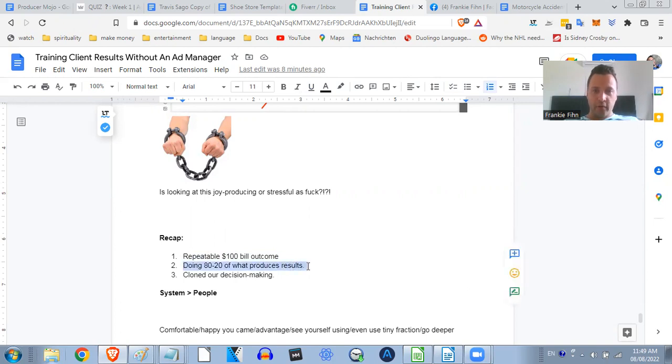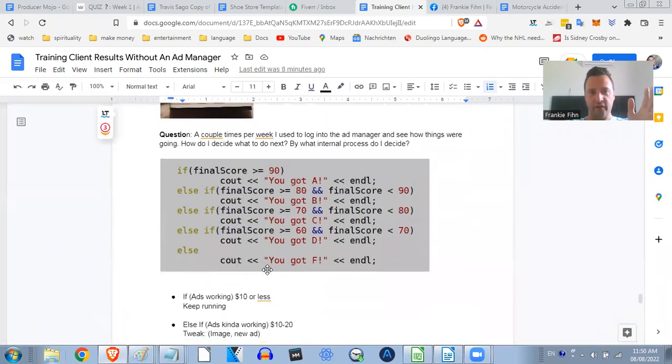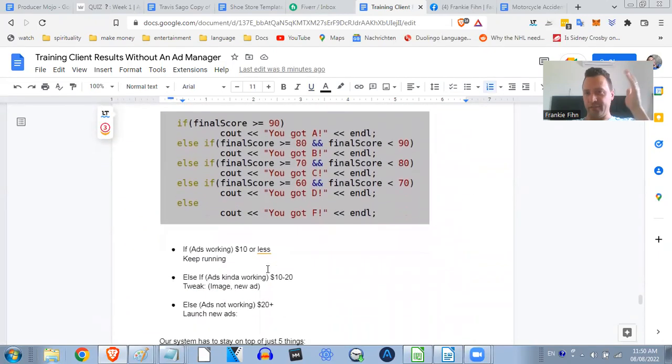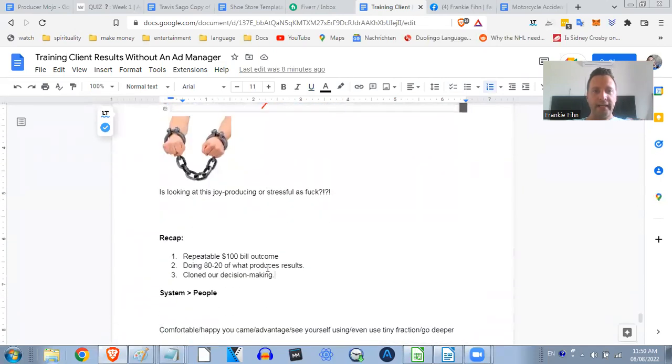Doing the 80-20 of what produces results. So doing less, focusing on what actually produces results, and then really nailing those pieces. And then this was probably the biggest key of all of it in some ways, which is cloning our decision making. That was actually probably the hardest one for me to come up with. But I hope you can see the logic of the if-else formula. If it's working, do this. If it's kind of working, do that. Tweak that. If it's not working, go grab a new ad and start again. But that's the basic formula.